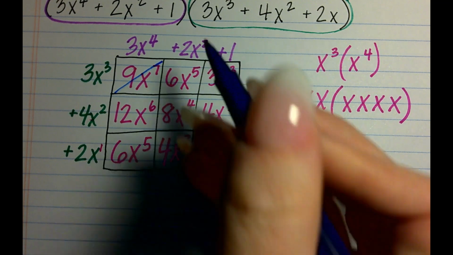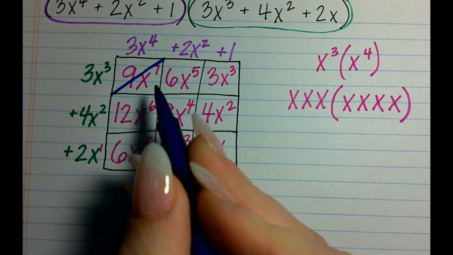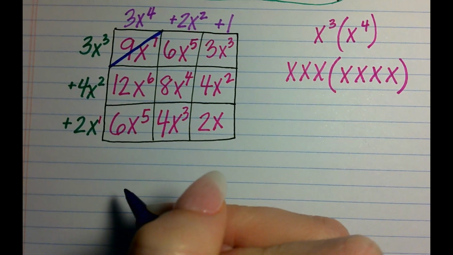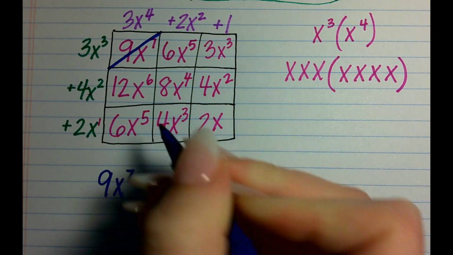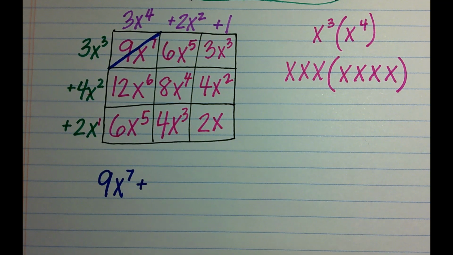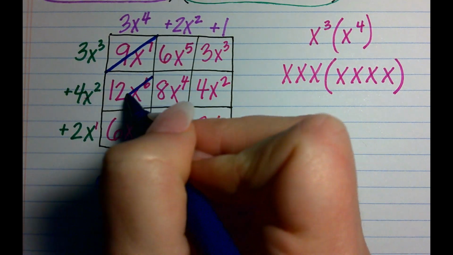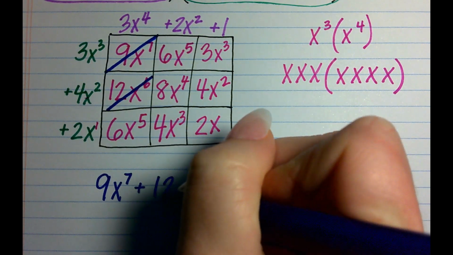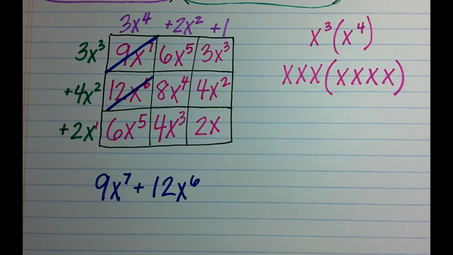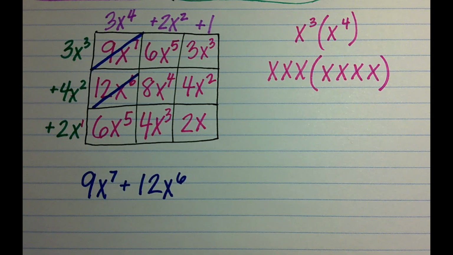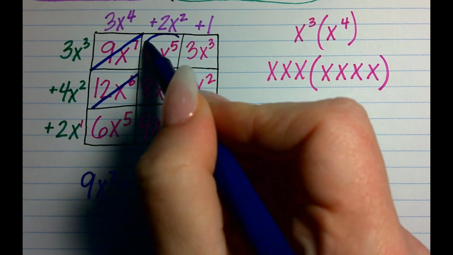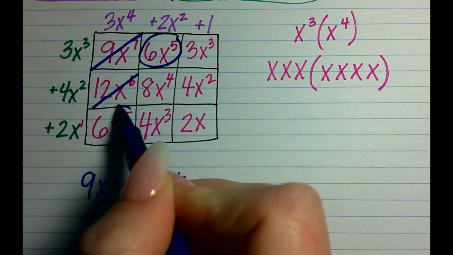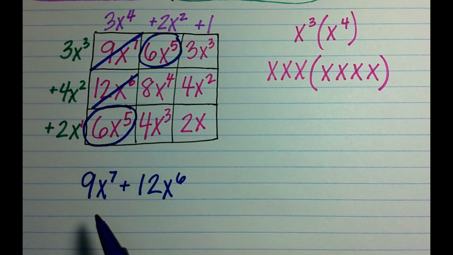So we would go first. Yes, so I'm going to write over here 9x to the 7th power plus, what's my next biggest exponent? 6. So I'm going to write plus 12x to the 6th power. Now we got 2 the same. We do have 2 the same, don't we? I have 6x to the 5th power and another 6x to the 5th power.